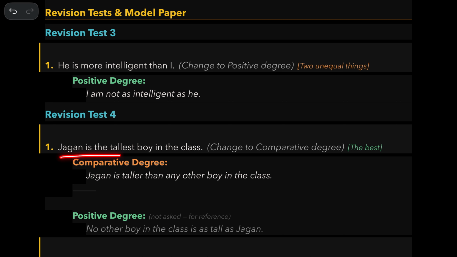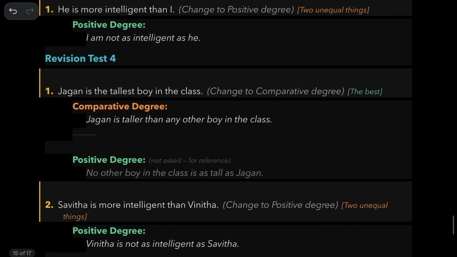Jagan is the tallest boy in the class. Change to comparative degree. This is fine. This belongs to the first pattern, the best pattern. Jagan is taller than any other boy in the class. Now, this positive degree, just for reference. No other boy in the class is as tall as Jagan.